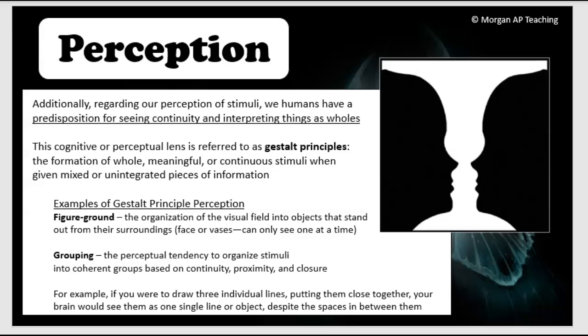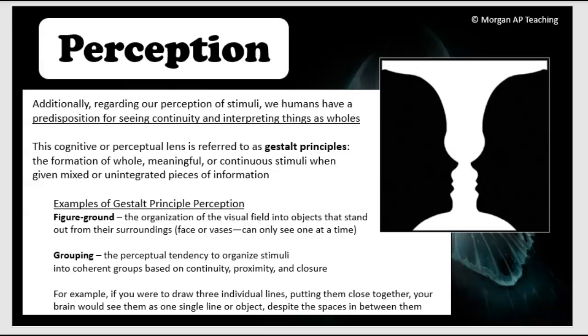So here are some examples of the Gestalt principle of perception. First, figure-ground: the organization of visual fields into objects that stand out from their surroundings. If you're looking at that image to your right-hand side, you're either seeing a vase or two faces. And what's very interesting is you're only seeing one at a time. It's pretty much impossible for you to see the vase and the faces at the same time. You might have seen a vase when it opened up, and now that I'm saying faces, your brain can kind of turn on faces, turn on vase, but you can't see them at the same time, which is fascinating. So that's figure-ground.